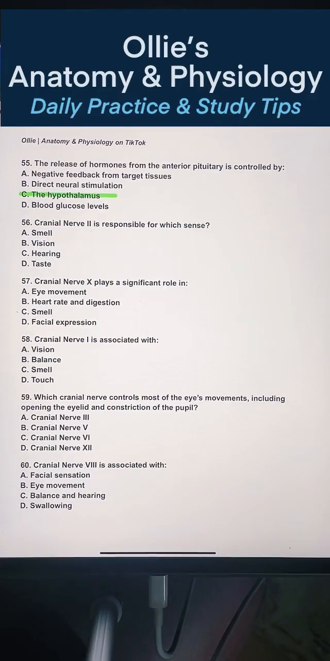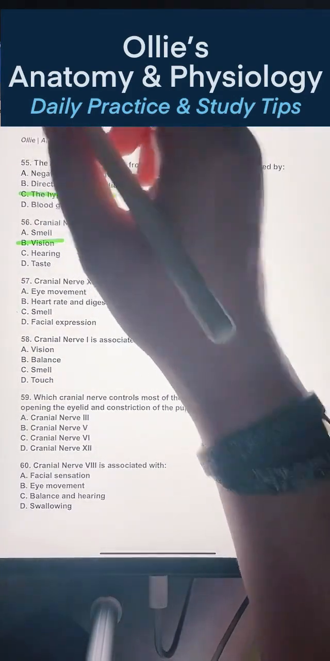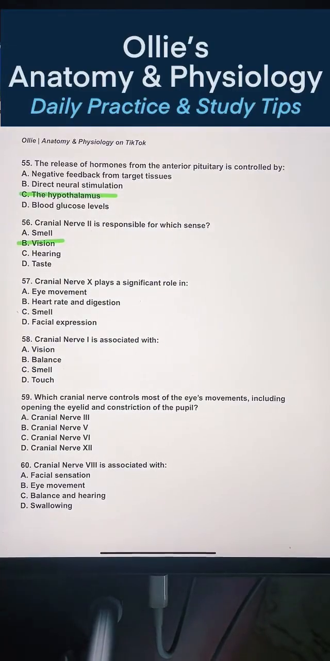It can be negative feedback, yes, but there's also some positive feedback from the anterior pituitary as well. But the answer is B. It is vision. Cranial nerve 2 is going to be responsible for our vision.